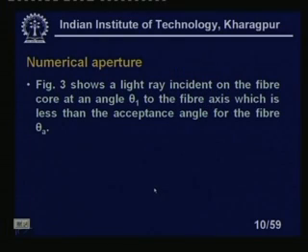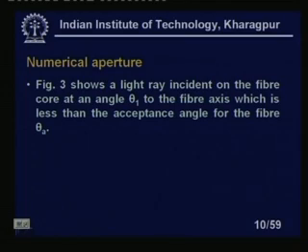You see, figure 3 shows a light ray incident on the fiber core at an angle theta 1 to the fiber axis, which is less than theta A, the acceptance angle for the fiber, because you see the rays to be transmitted through total internal reflections. So the incident ray should always be less than the acceptance angle. If it is more, then it will not be totally internally reflected, right. So it should be less than the acceptance angle for the fiber, theta A.